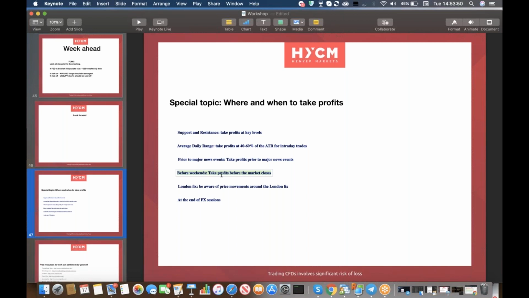You don't want to be leaving your profits over the weekend as a general rule. If you've got a couple of hundred points in profit, fine. But other than that, you're going to leave yourself open to weekend risk. And it was only, I think it was last month, when Donald Trump introduced extra tariffs on China over the weekend when the market was closed.